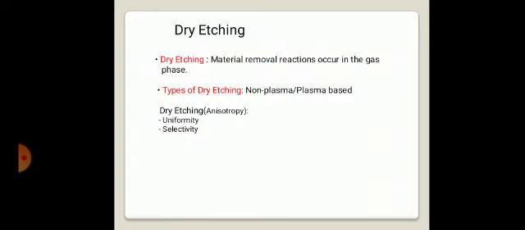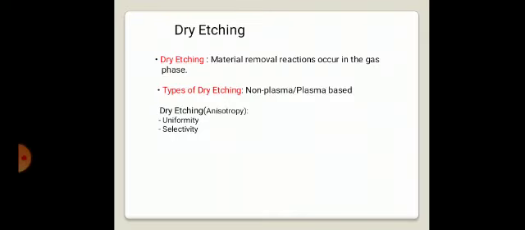Now next is dry etching. As I told in the last slide, dry etching is also known as anisotropic etching. In dry etching, the material removal reaction occurs in the gas phase. In this dry etching we never use chemicals, we always use gases, different types of gases, and some ionization also occurs in this process. The types of dry etching are non-plasma and plasma based.